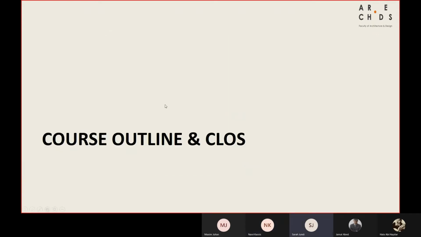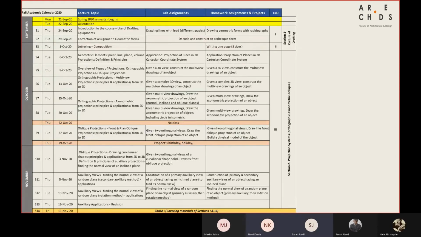Course outline and CLOs. Regarding the fact that this course is a practical course, it requires a lot of assignments. So every lecture was followed by an assignment, whether during the session or taken as a home assignment.